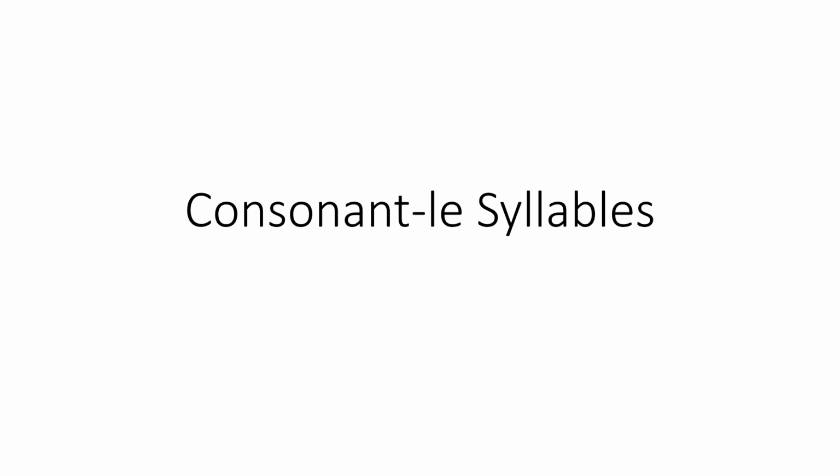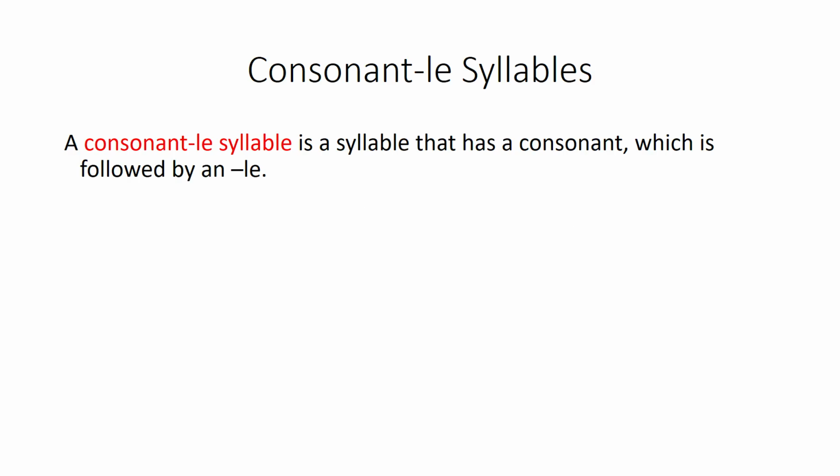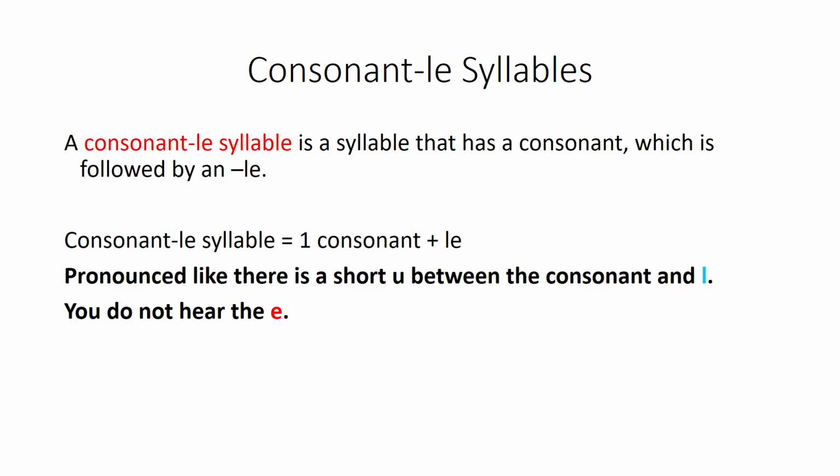Consonant-le syllables. A consonant-le syllable is a syllable that has a consonant which is followed by an L and an E. So one consonant plus an L plus an E. And the way this is pronounced is like there is a short U between the consonant and the L. You do not hear the E. So here are some examples.